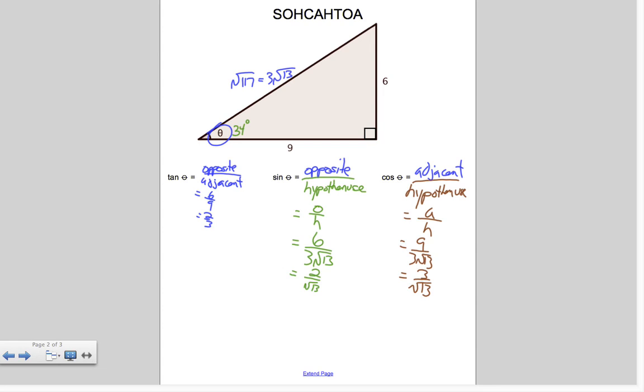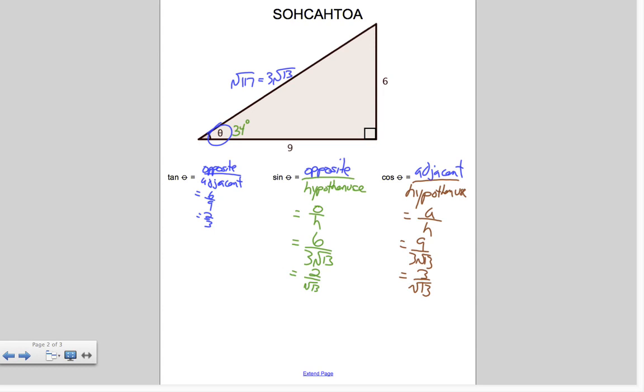Does everybody need to finish writing that down? So couldn't you use the hypotenuse to get your angle? Yes. So that's what we did here. We did 2 over the square root of 13, taking the sine of that, we got 34. Took 3 over square root of 13, took the inverse cos of that, and we still got 34.